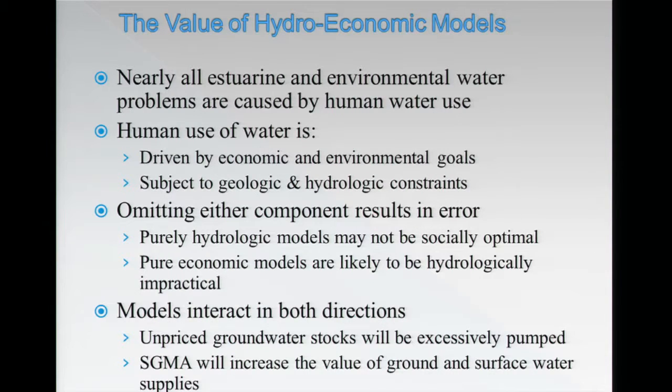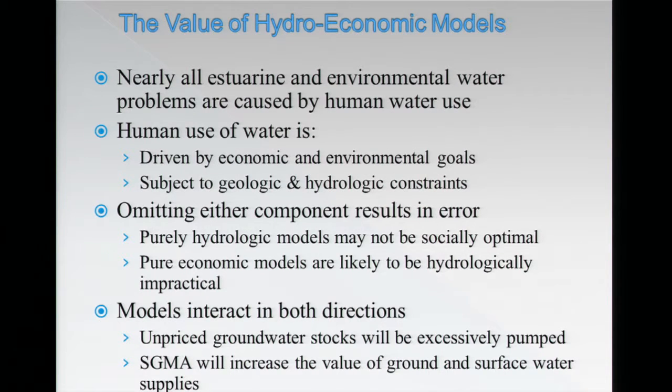Estuarine systems, by definition, are the interface between freshwater and saltwater, at least according to my thinking, and therefore the freshwater flows, and the rate of those flows, determine the state of the estuary, and the freshwater flows are influenced by human use of water. This is driven by economic and environmental goals. We are the big predator. And it's subject, of course, to geologic and hydrologic constraints.